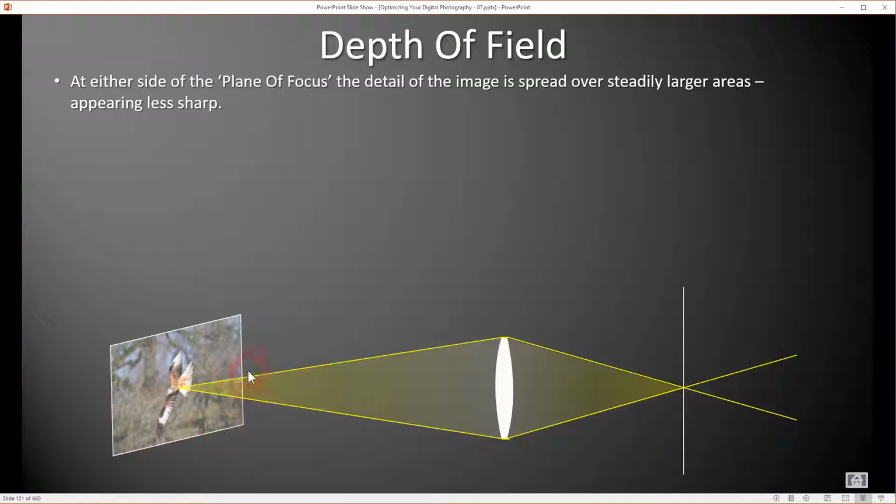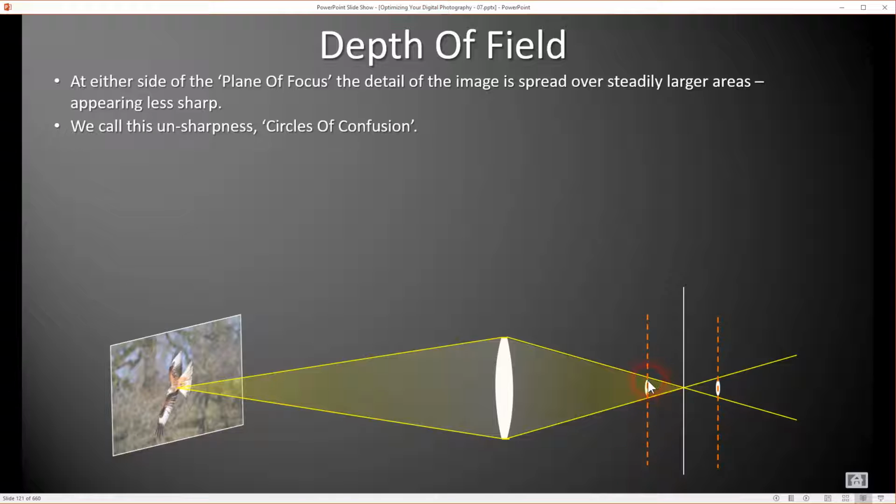So again, we're looking at these cones of light, these rays of light coming in a kind of cone shape from one specific spot on the scene, crossing exactly where the sensor is, and that is the plane of focus, sharply rendered onto the sensor there. Either side of the sensor, the image, if the sensor was moved to that position or moved to that position, would be rendered over a larger area, and it becomes progressively less sharp.